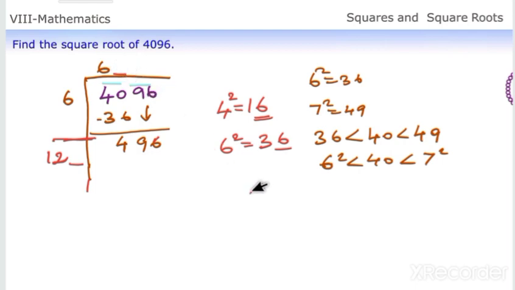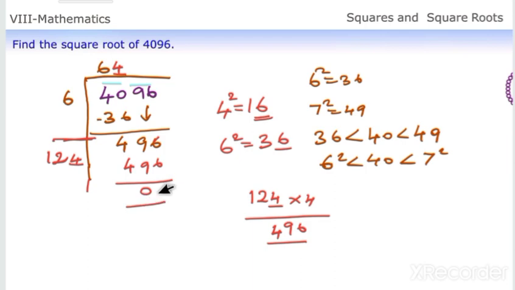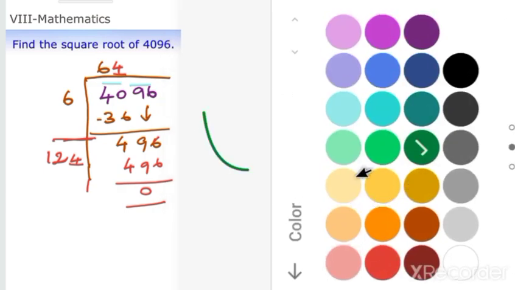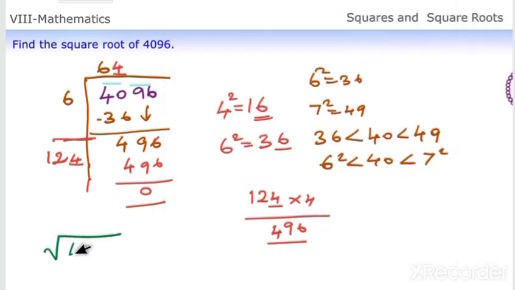We may try initially with 4. How will you try this? 124 into 4, multiply them: 4 times 4 is 16, carry, and we get 496. So we put that number, the unit digit 4, and now the remainder is 0. Finally, the square root of the number 4096 is equal to 64. If you don't understand the video, see it again repeatedly, then you will understand. Very simple to understand.